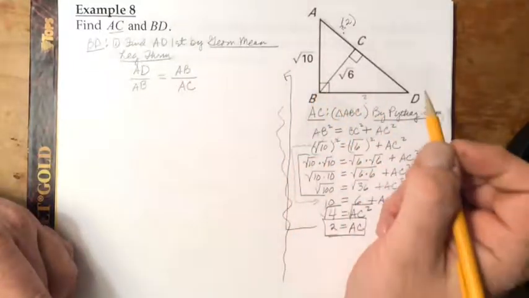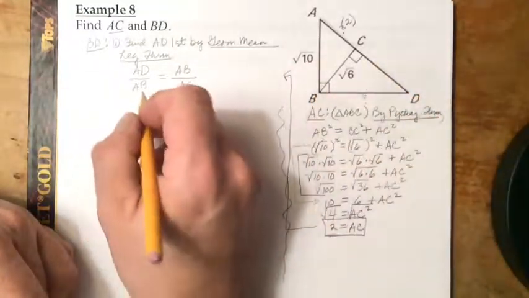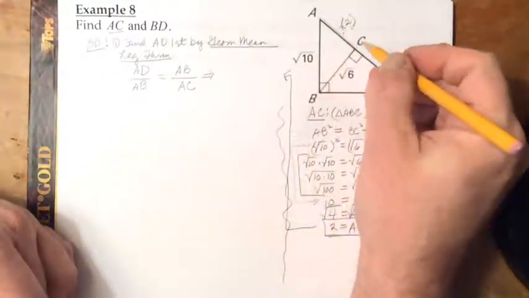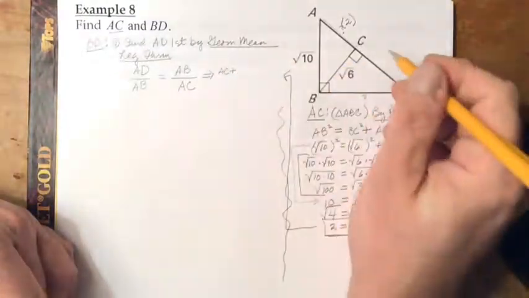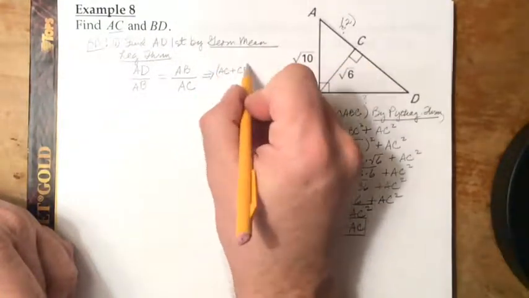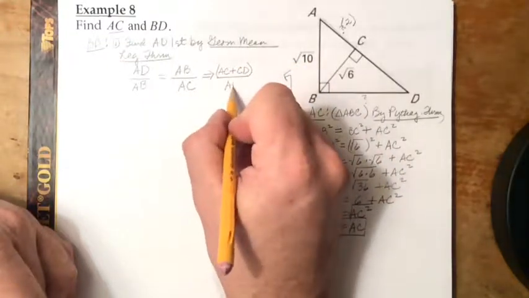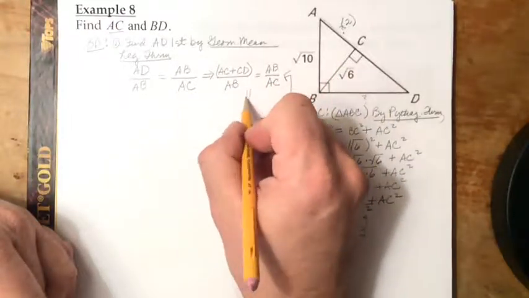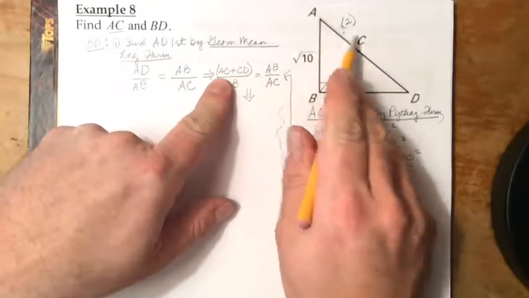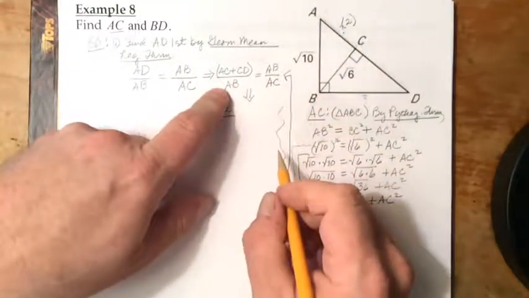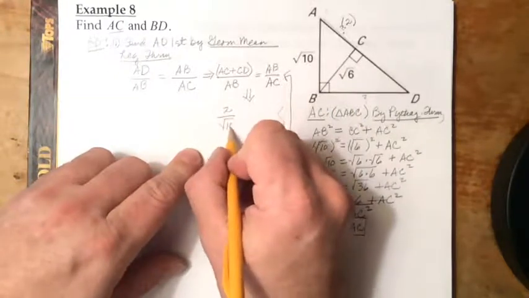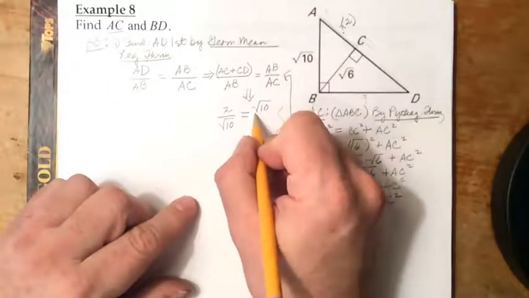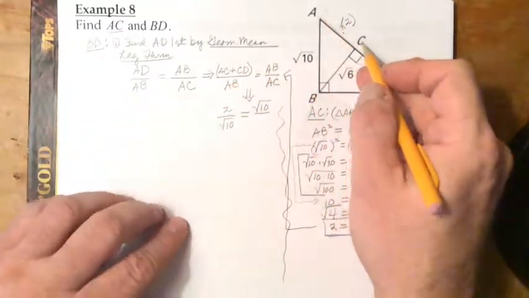So substituting in those values, we have AD, which is really, let's go ahead and cut that up into AC plus CD, is to AB as AB is to AC. Now once we've done that, let's substitute in the numerical values. AC is 2 over AB, which is the square root of 10, equals AB, which is again the square root of 10, over AC, which is 2.